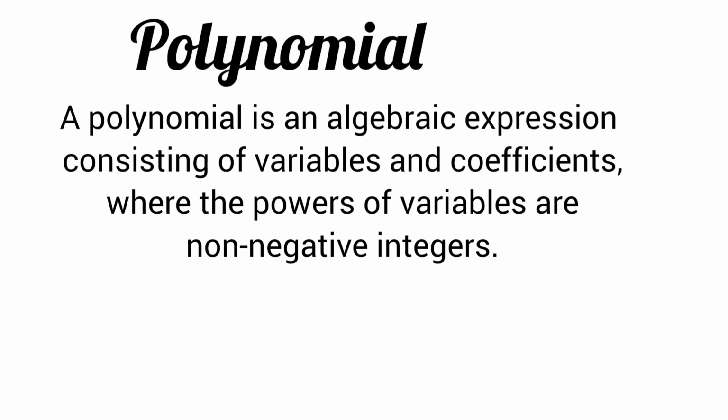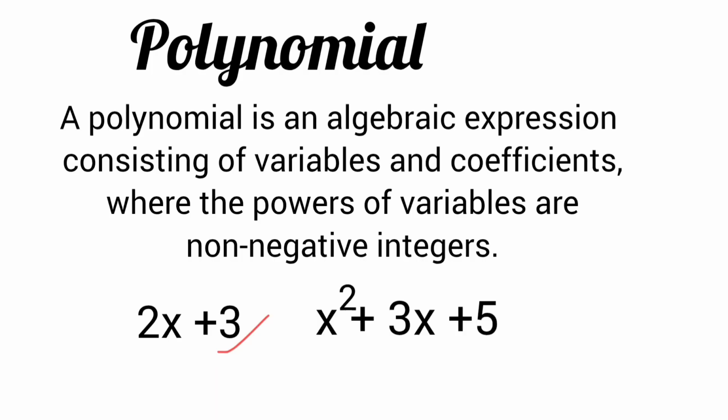So a polynomial is an algebraic expression consisting of variables and coefficients, where the powers of the variables are non-negative integers. It means positive integers only. So this is a polynomial, and this second one is also a polynomial. The third one is not a polynomial since the negative index is there, -2. Let us see one more example.